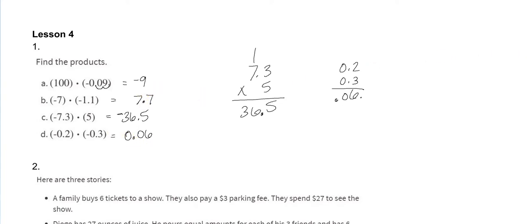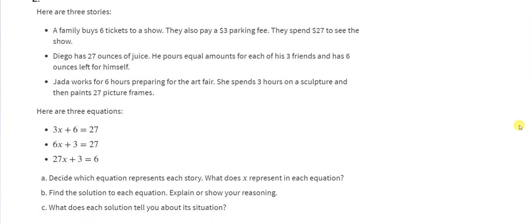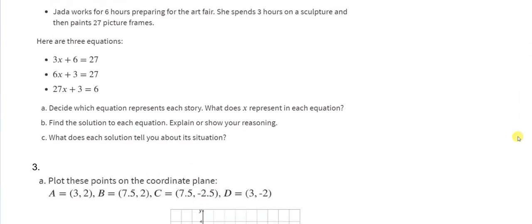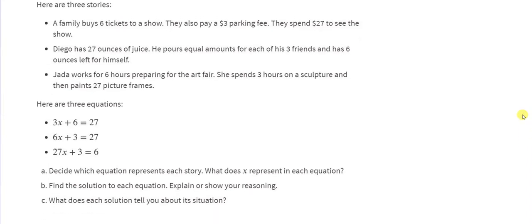Alright, looking at number 2 on the next part, we've got 3 stories, 3 equations, and some things to do with them afterwards. So let's look at what we have to do. Decide which equation represents each story and what x represents in each equation. So let's start with reading one and making a connection.